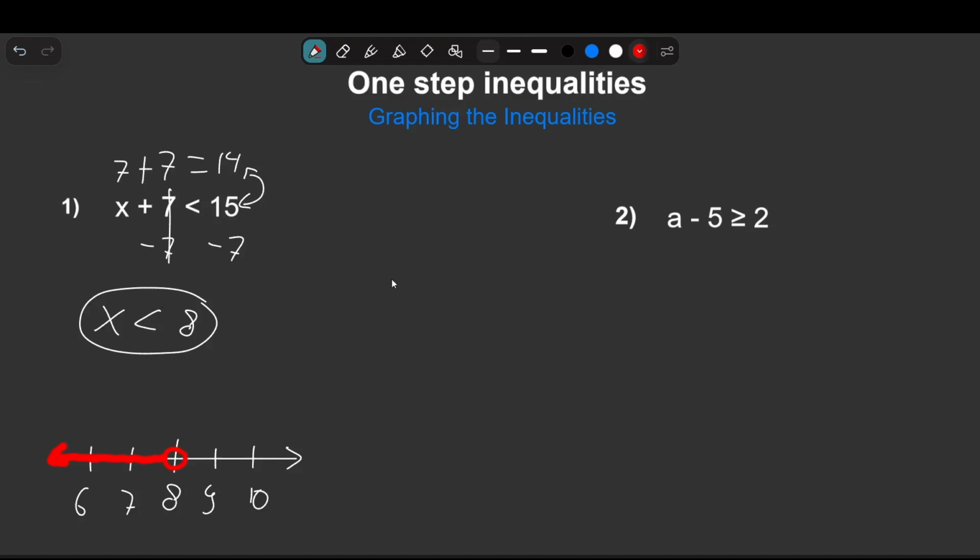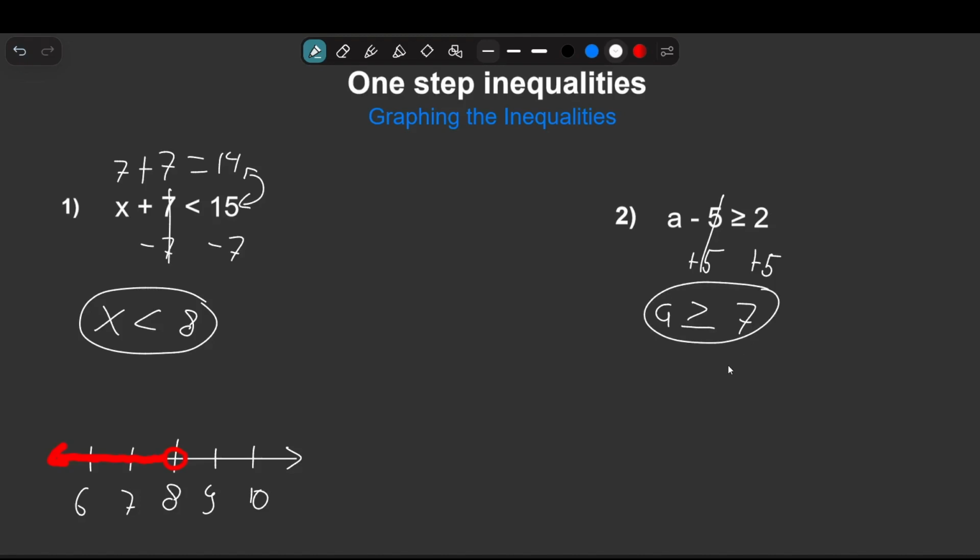But now let's go to the second example. For the second example, we have a minus 5 is greater than or equal to 2. So to do this, we're going to isolate our variable, of course. We're isolating our variable by using plus 5 on both sides, like this. These two cancel each other out, so we are just left with our variable. So a is greater than or equal to 2 plus 5. 2 plus 5 equals 7, so this is our answer.